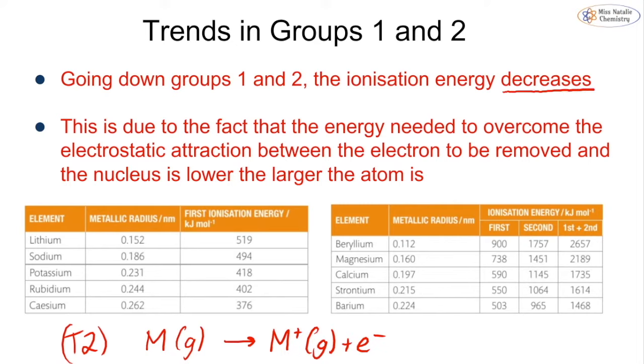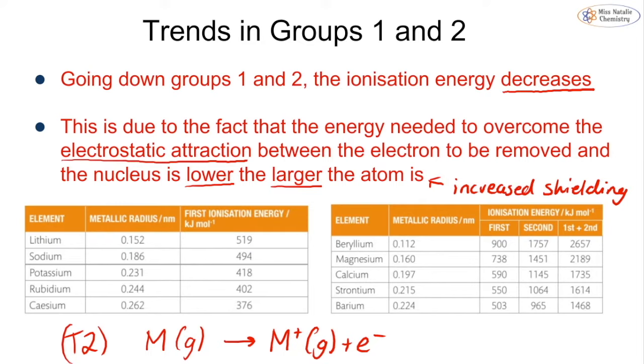And this is due to the fact that the energy needed to overcome the electrostatic attraction between that outer electron and the nucleus is much lower. And this is because the atom is getting larger. So we're seeing increased shielding. Or you can say it as increased electron-electron repulsion.